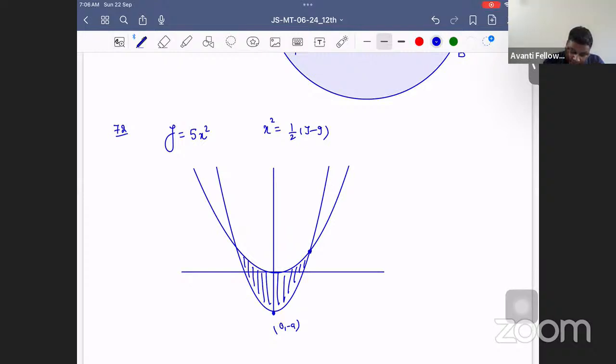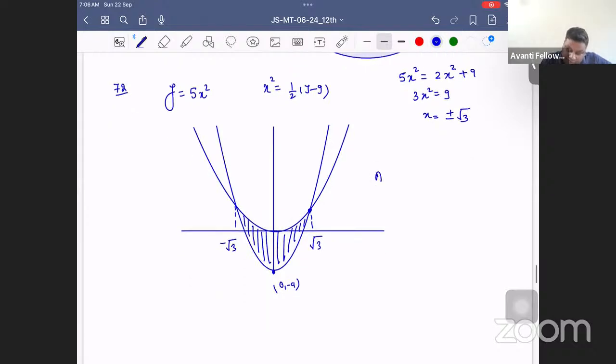So if I equate their y, because I need the values of x. So 5x square equals to 2x square plus 9. Got it? I equate their y. So 3x square equals to 9. So x equals to plus minus under root 3. So this is minus root 3. This is plus root 3.